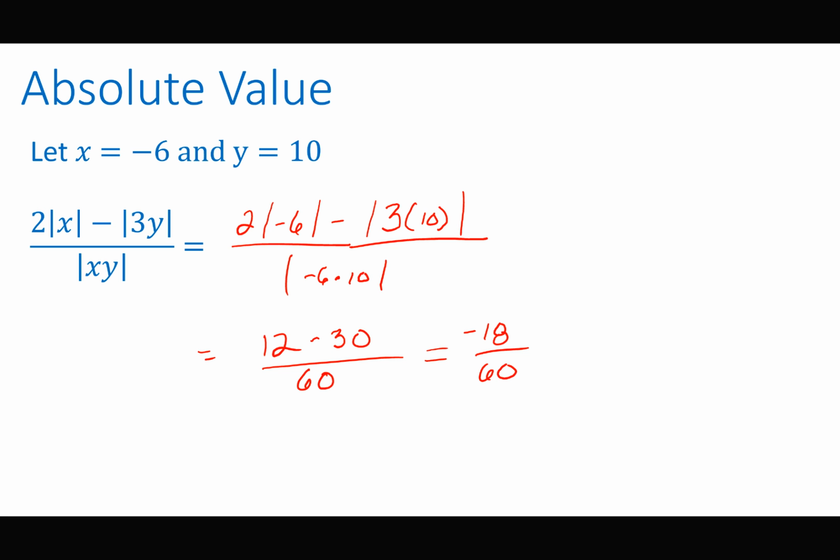Can I simplify that? Is there a common multiple at the top and bottom? Of what? What's the largest common multiple? 6. Okay, so if I divide the top by 6, the bottom by 6, I have a negative 3 tenths. That would be the final answer. Not too bad, right?